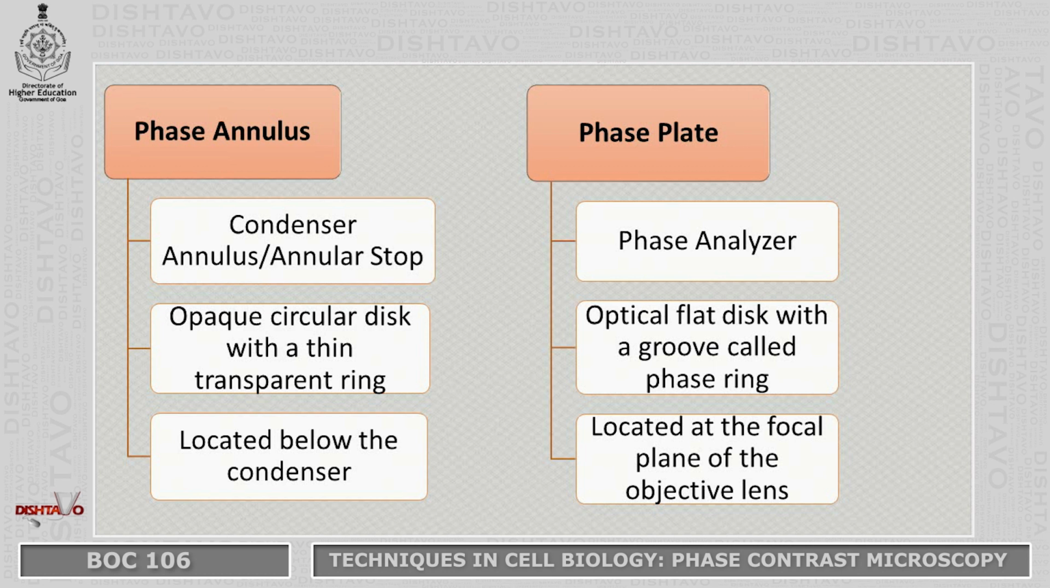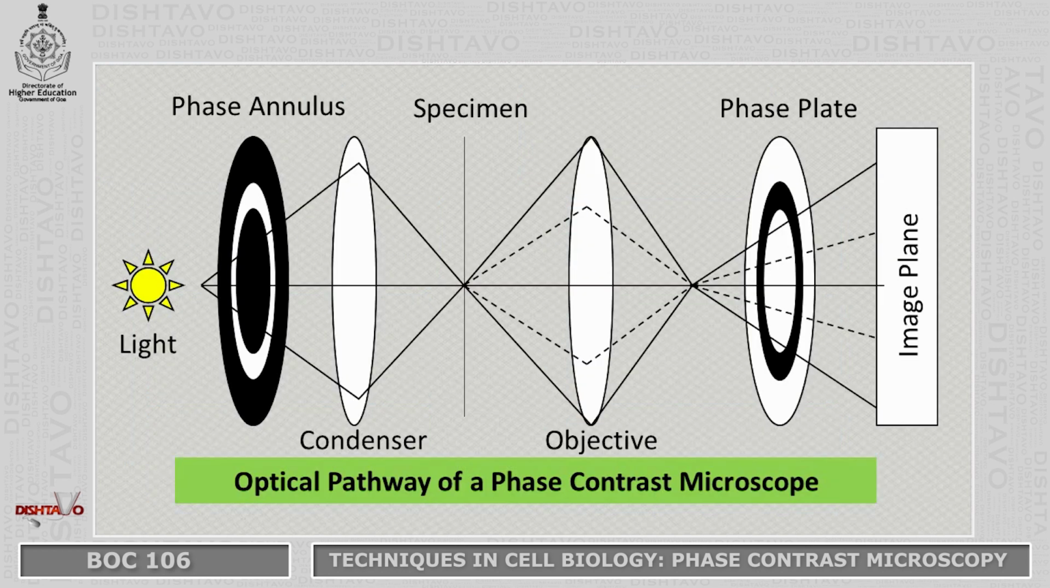This is a block diagram for the optical pathway of a phase contrast microscope. We have the light source, the phase annulus, condenser, your specimen, objective, phase plate and the image plane. Now we shall discuss all these components in detail.